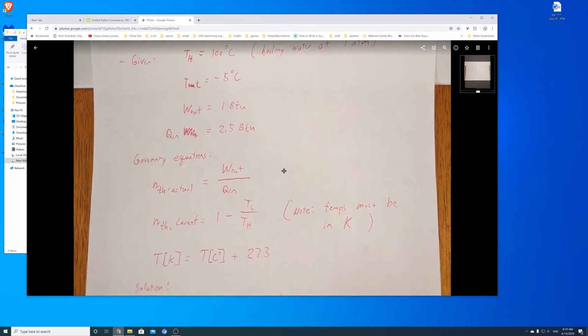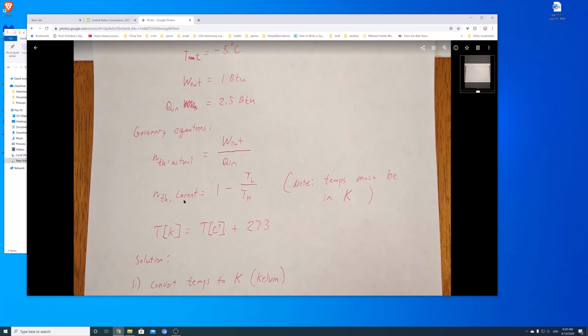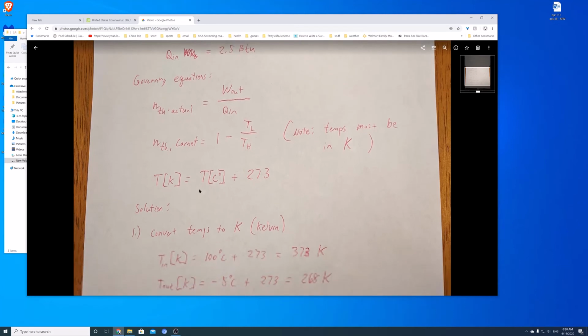Governing equations: this is the claimed efficiency, and this is the Carnot efficiency. We're going to use this equation for the claimed efficiency, and here's the Carnot efficiency. One thing is that this is the theoretical limit. You can't get any higher efficiency than the Carnot efficiency for a heat engine. One of the notes: temperatures must be in Kelvin, and here's the calculation to convert from degrees C to Kelvin.